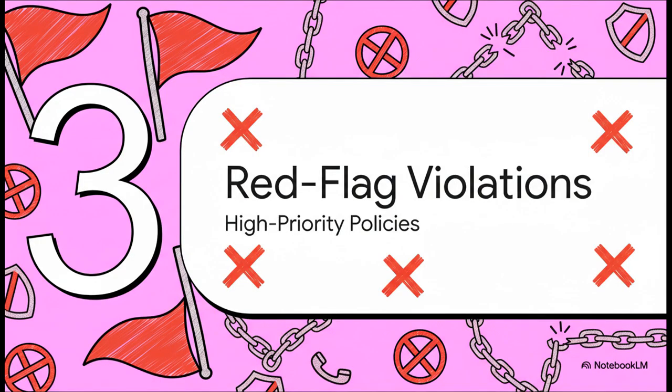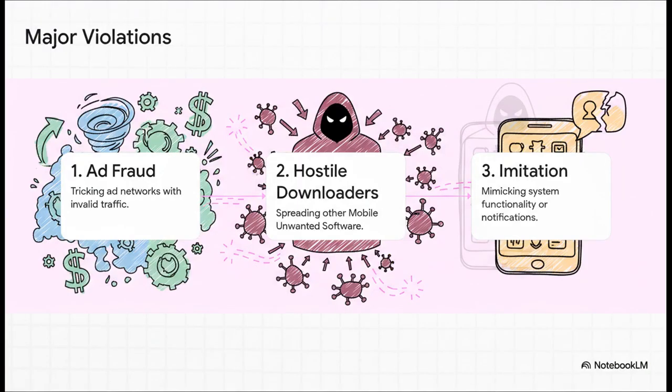All right, now we need to talk about three really, really big ones. These are the high priority violations you absolutely have to steer clear of. Getting these wrong is a surefire way to run into serious issues. Okay, so what are they? Ad fraud, hostile downloaders, and imitating system functionality. These three are some of the fastest ways to get your app into hot water, so let's zoom in on each one.